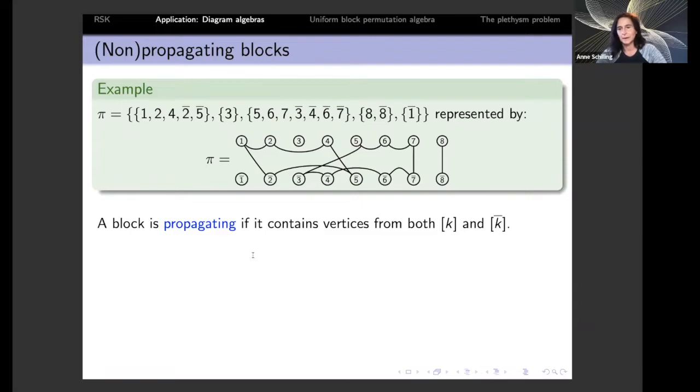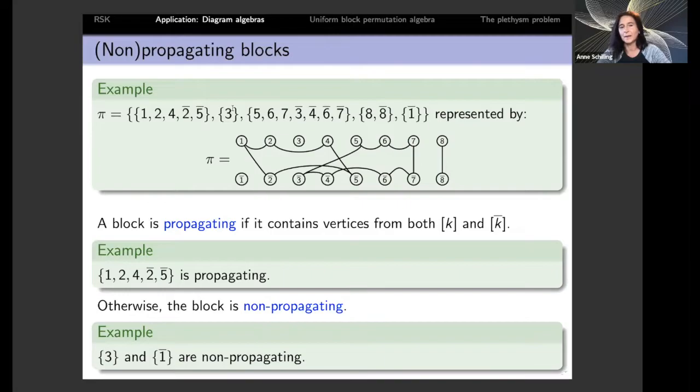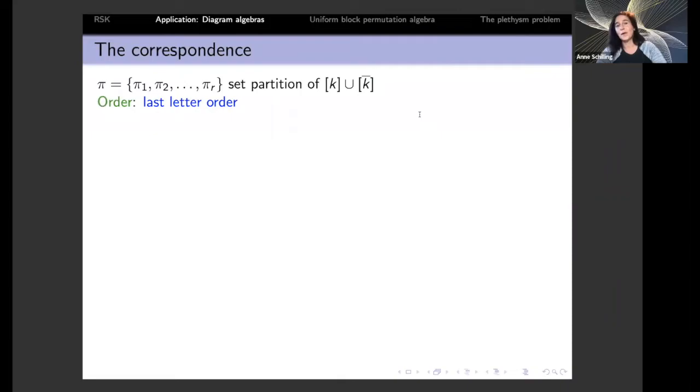But to explain the insertion, I need to tell you what a propagating block is. A propagating block is one that contains vertices from both k and k bar, so it should have barred and unbarred letters both in the same block. For example, this first one would be a propagating block because it contains barred and unbarred letters. The other ones are called non-propagating blocks. For example, the 3 and the 1 bar are non-propagating because they contain either only unbarred letters or only barred letters.